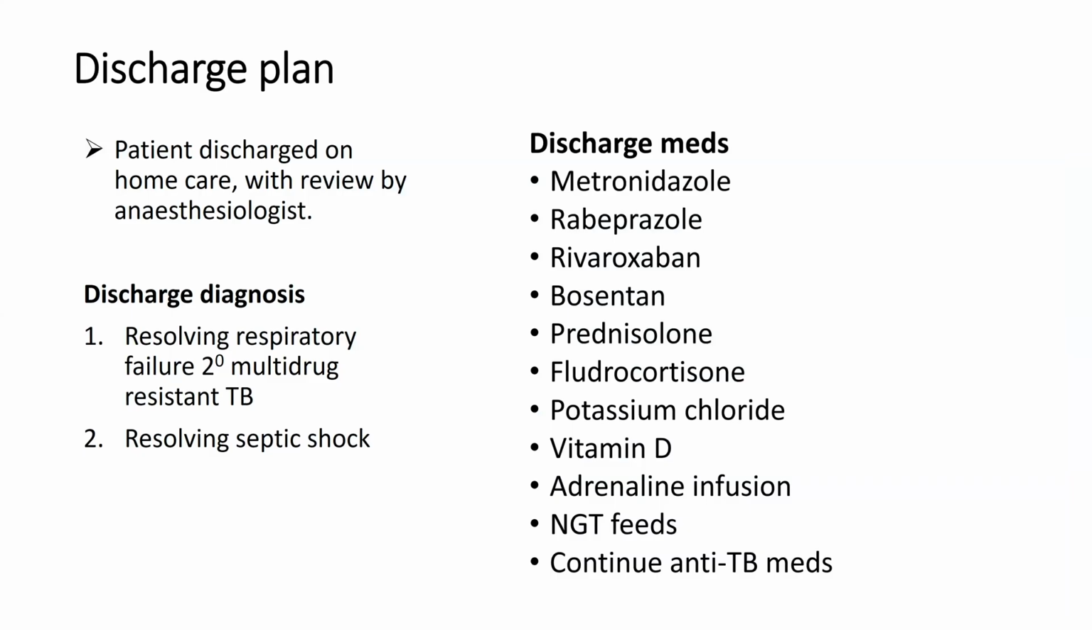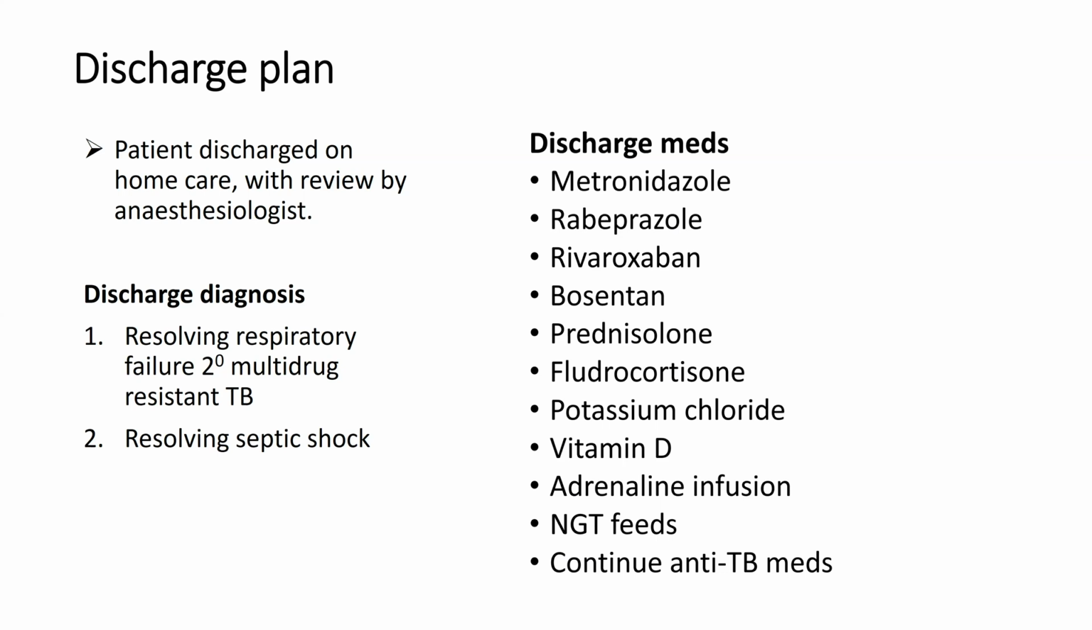So after week 6, in week 7, midweek 7, the patient was planned for discharge, and this was his discharge plan. He was going to be on home care with a trained critical care nurse, and he would have an anesthesiologist review daily, and then PRN, like when called in.